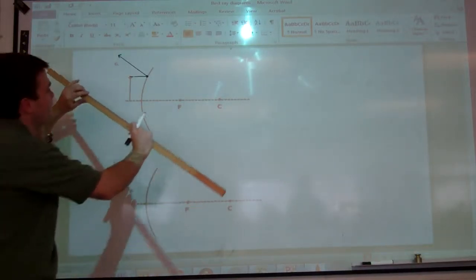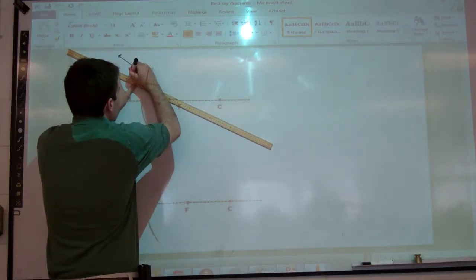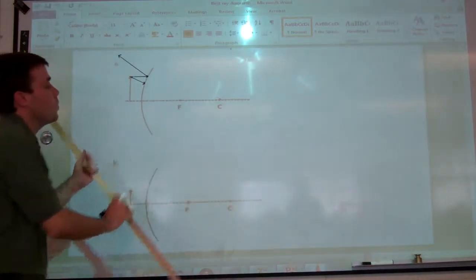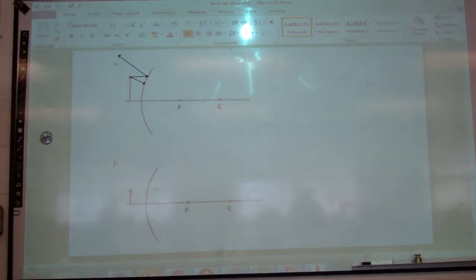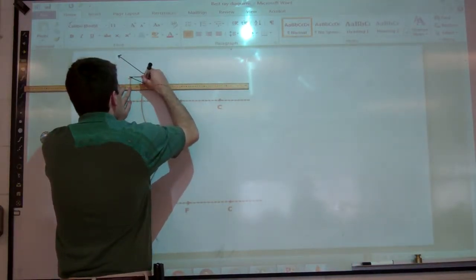Okay. Next one, we act like it's going through the focal point. It's gonna hit the mirror first, obviously. And how is that gonna reflect, do you think? Parallel. So it reflects back parallel like this.